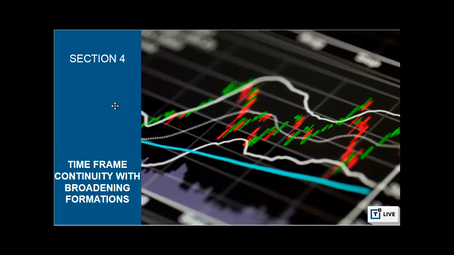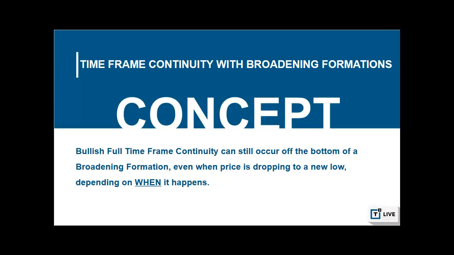Section 4, time frame continuity with broadening formations. So oftentimes when people first start to see this stuff and first start to learn it, how can we have full time frame continuity to the upside if we're at the bottom of the triangle? Obviously, the price has been dropping, right? It can still occur off the bottom of a broadening formation, even if the price has just recently hit a new low. It depends on when it happens, right? So when things occur is how that works, right? So time is always an important element for us. When do these breakouts occur, right?